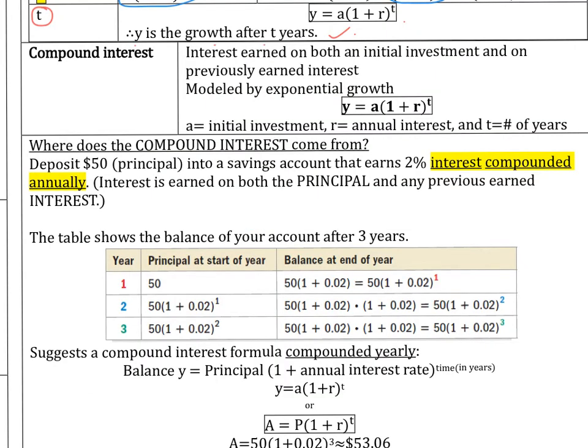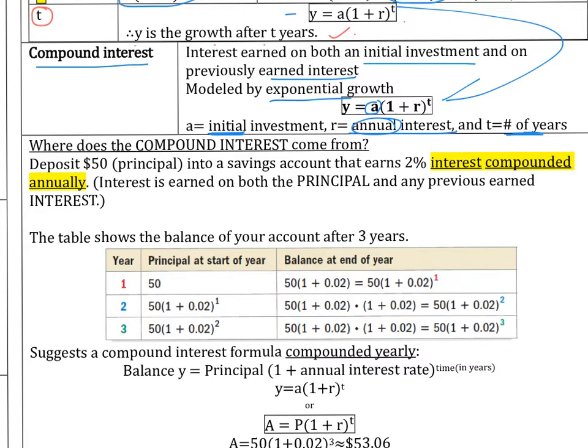A very common real-life example that is used for this exponential growth model is calculating compound interest. The interest earned on both an initial investment and on previously earned interest can be modeled by an exponential growth model. So this will be the same. A will be the amount that you invest in the beginning. Initial means the beginning. And r will be the annual interest. Annual means yearly. And t will be the number of years.